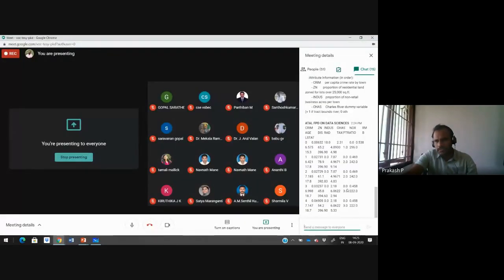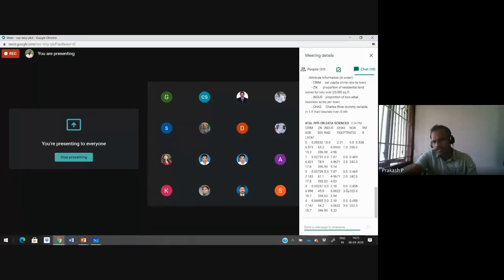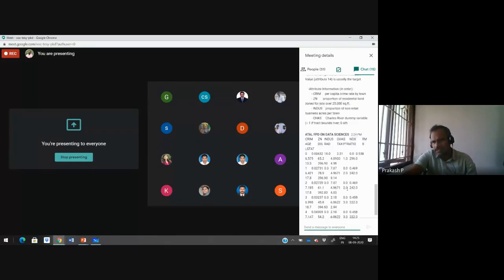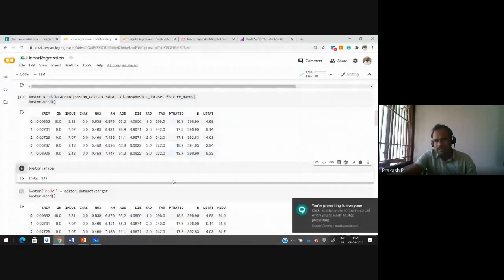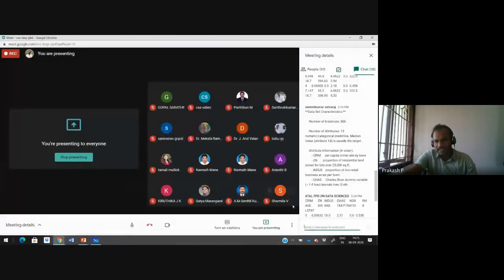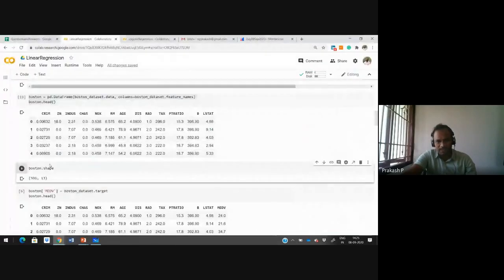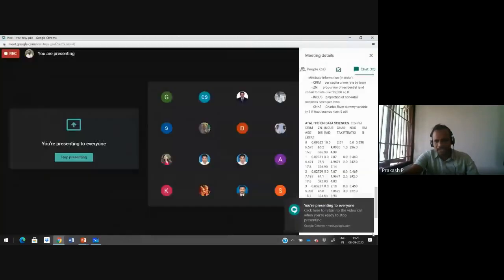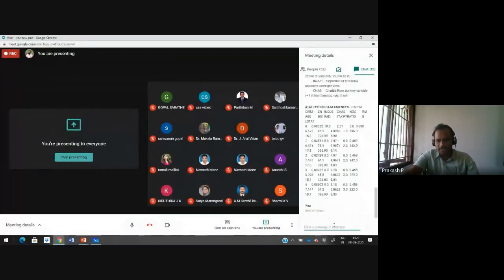This is the first row, sir. If you put Boston dot dataset shape, you may get 506 and 13 as the shape. I'm asking you to check it out. Boston dot shape will give how many rows and columns.